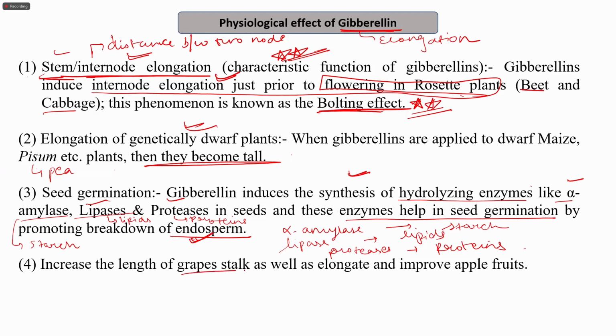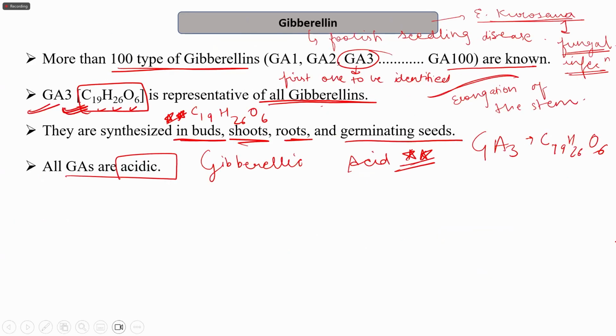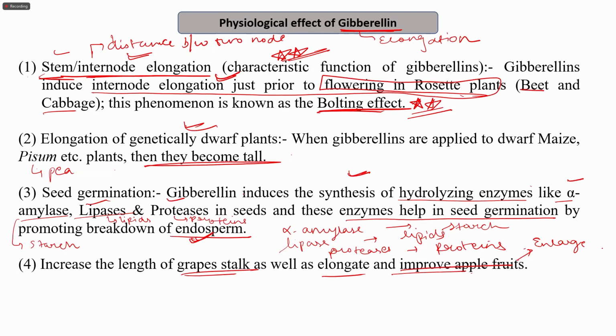It increases the length of grape stalks as well as elongates and improves the apple fruits. We know about the enlarging of apples. So we have seen that it increases the length of the grape stalks as well as elongates and improves the apple fruit. So these are the physiological effects of gibberellin. You need to remember these effects.